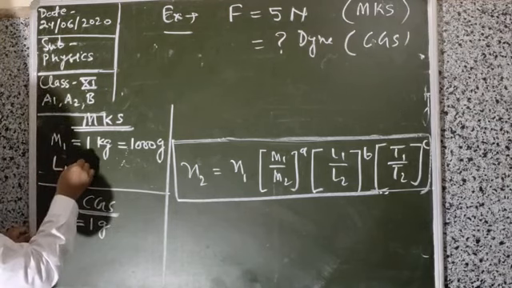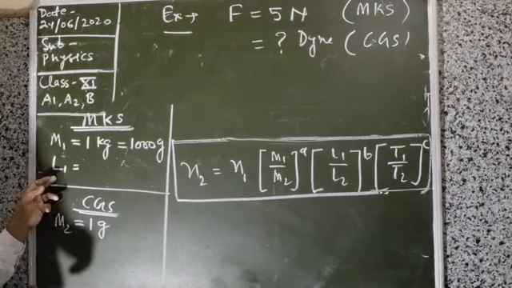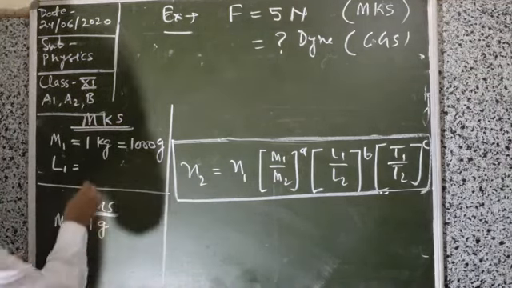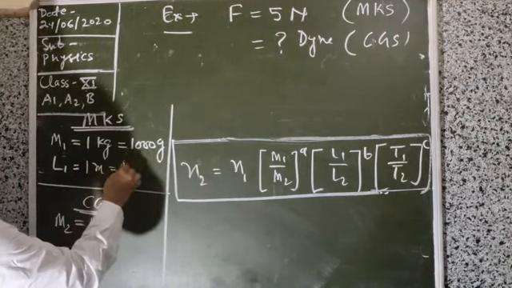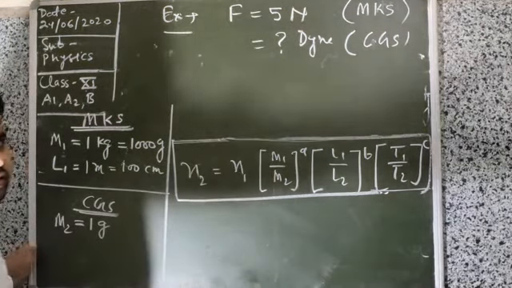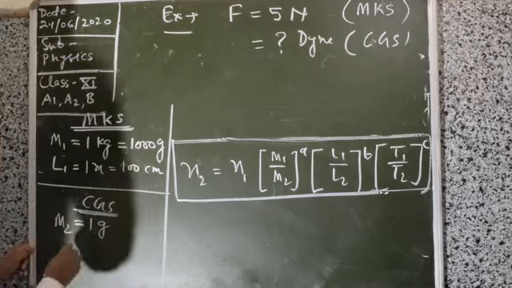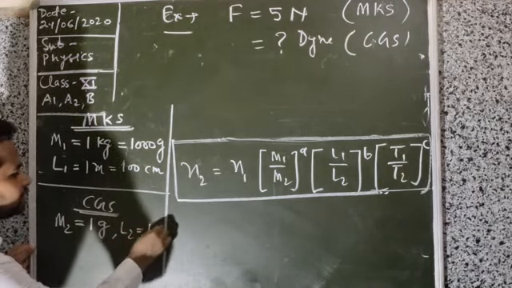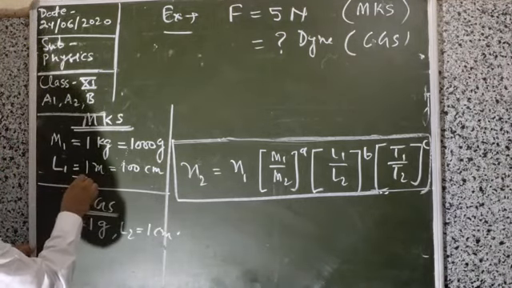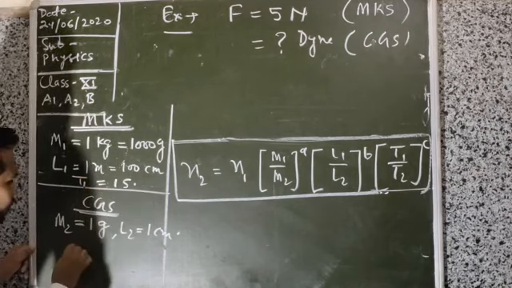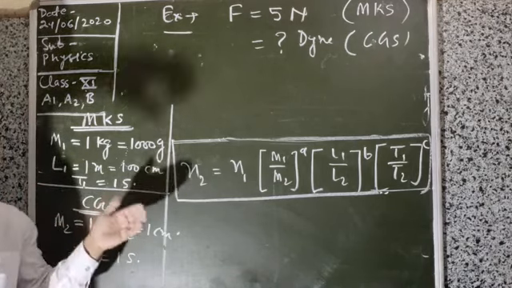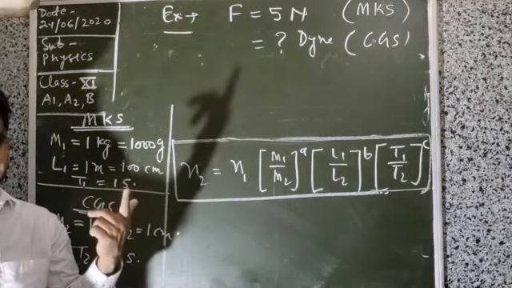Then L1. What about L1? Size of the length in the first system. First system means MKS. In MKS we measure length in meters, so it is 1 meter, and 1 meter equals 100 centimeter. Why did we convert to centimeter? Because finally we have to go to CGS. So 1 meter equals 100 centimeter. Here L2 equals 1 centimeter because in CGS it is centimeter. And T1 equals 1 second and T2 in CGS is also 1 second. Whether it is MKS or CGS, the size of time is 1 second.